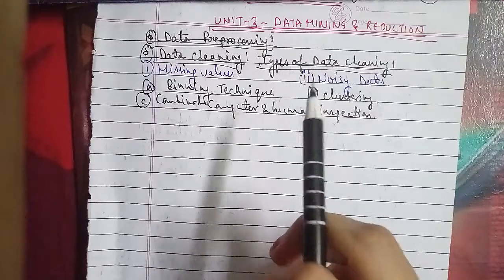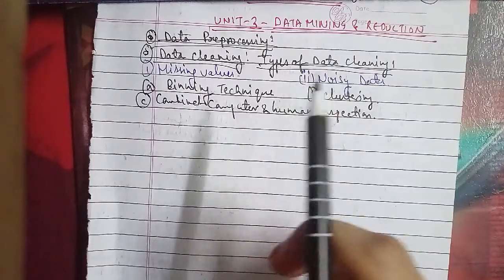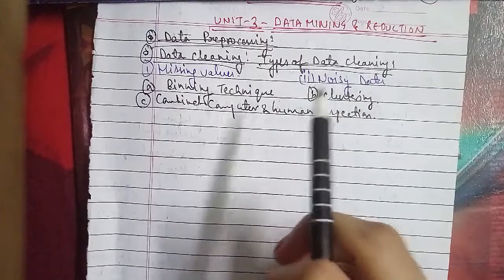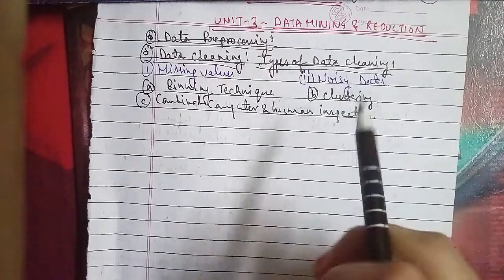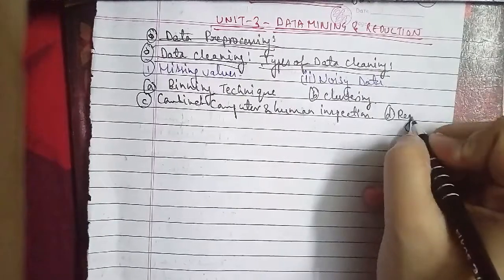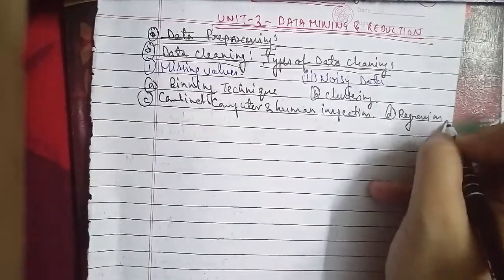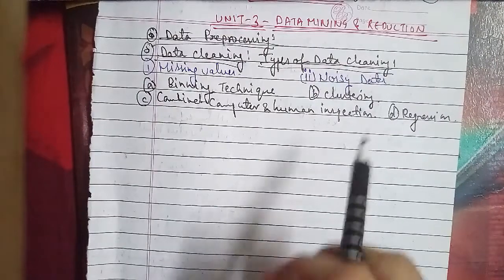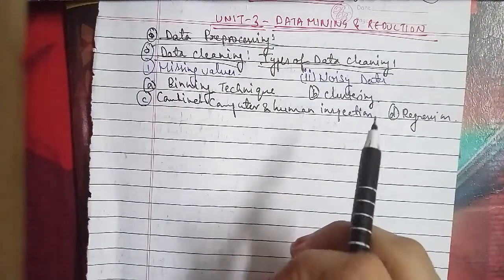In terms of regression, smoothing of the data can be done by fitting the data to a regression function. For two variables, linear regression is suitable, while for multiple variables, multiple linear regression, which is an extension of linear regression, is used here.